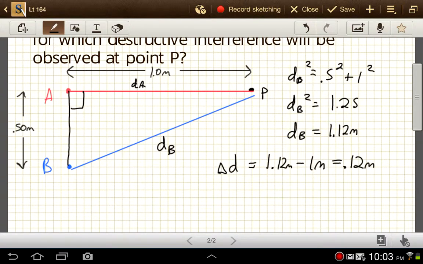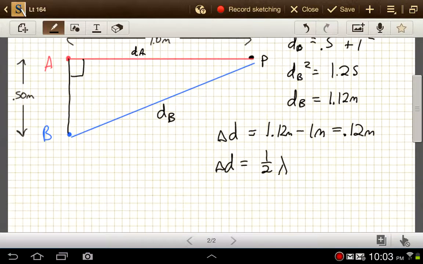And that has to be equal to, our delta D has to be equal to 1/2 of the wavelength in order for us to get destructive interference. Again, it could be 3/2 or 5/2 or 7/2 of the wavelength, but those would all be higher frequency waves, so we want the lowest frequency on this one. So that means that the wavelength is 0.24 meters.